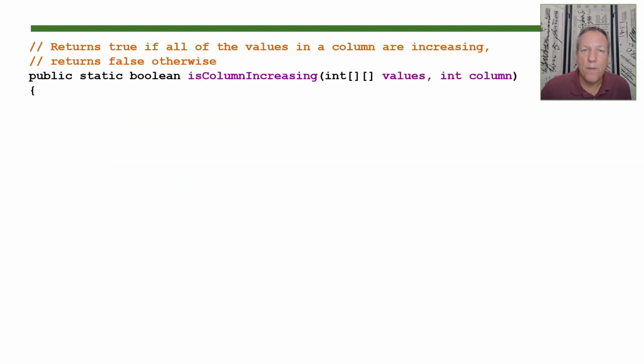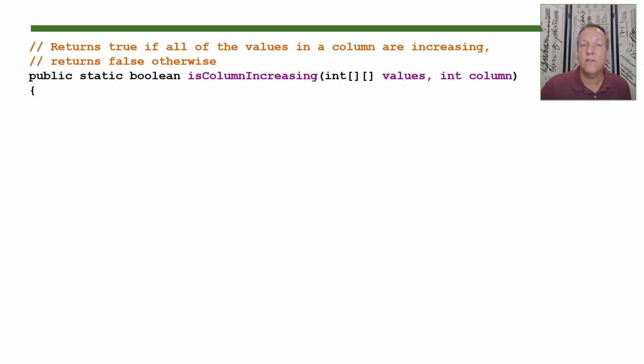Finally, let's implement an algorithm that involves accessing consecutive pairs of elements in our 2D array. So this method accepts a 2D array of integers called values and a column number. And we want to determine if the consecutive values in a particular column are increasing as we traverse the rows from row 0 all the way to the last row.